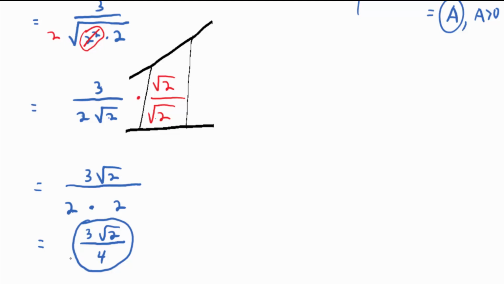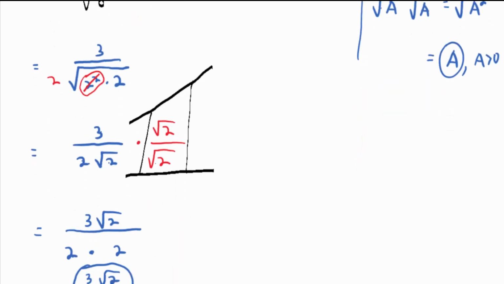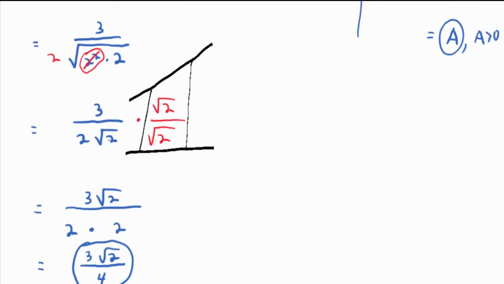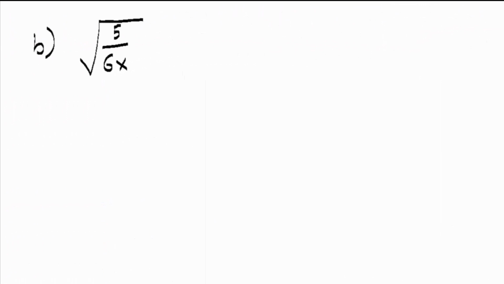Everybody believe that? Now, the neat thing about numerical problems is you could check your answer. If you plug 3 divided by root 8 in the calculator, you better get the same decimal value as if you plug in 3 times radical 2 and divide by 4. So another one, this is also a square root.